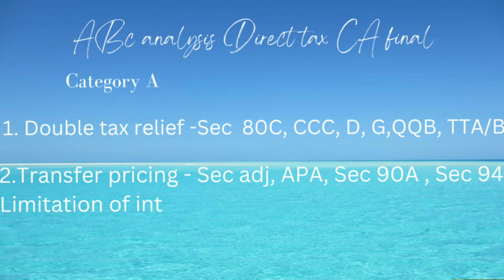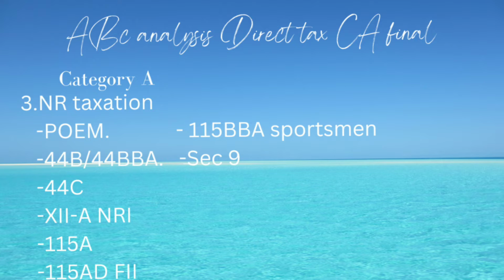Second is transfer pricing. In transfer pricing, you must focus highly on secondary adjustment, APA, advance pricing agreement, then adjustments, advance pricing adjustments, section 90A definitely, and then limitation of interest under 94B you must do. One thing you can straight away avoid is safe harbor rules, which are not applicable as per the notification, so don't focus on that. Then is NR taxation.